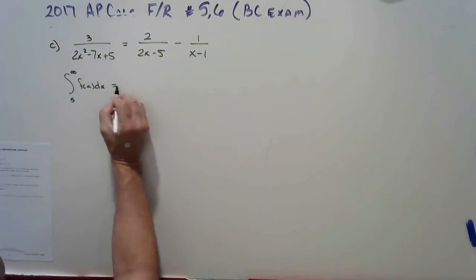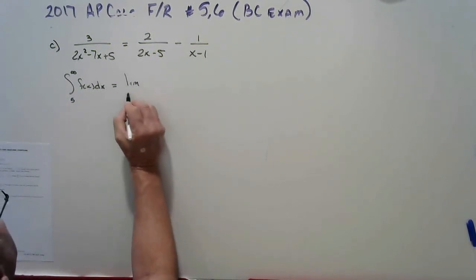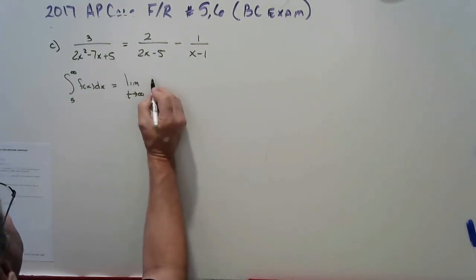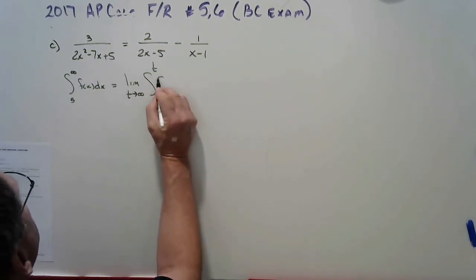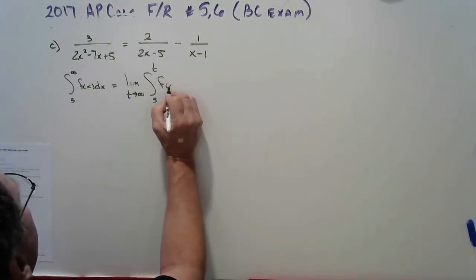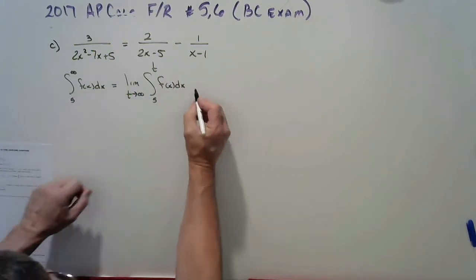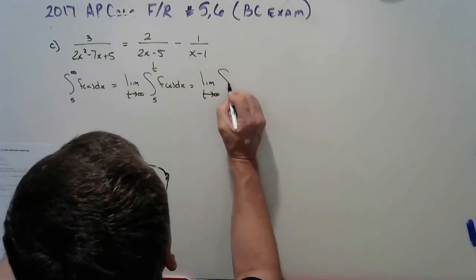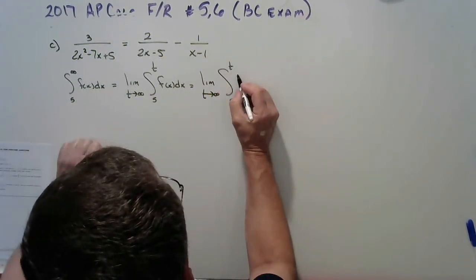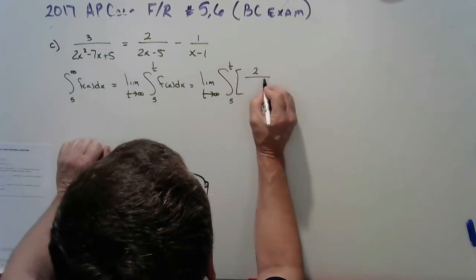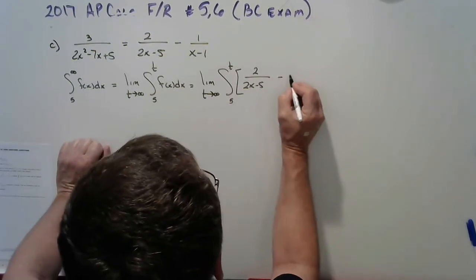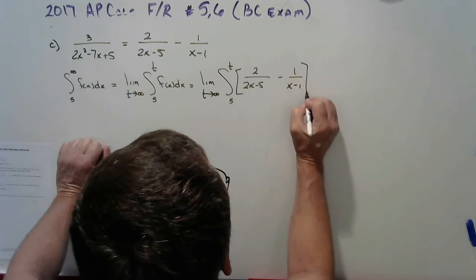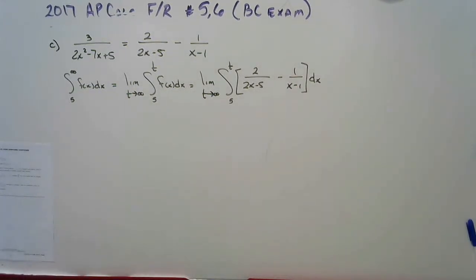This is an improper integral, so we know this is equal to the limit as t goes to infinity of the integral from 5 to t of f(x) dx, which for us is going to be the limit as t goes to infinity of the integral from 5 to t of 2/(2x − 5) − 1/(x − 1) dx, right? Because we have our partial fractions already simplified out for us. That was very nice of them, wasn't it?